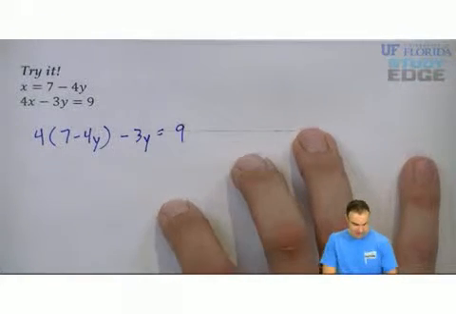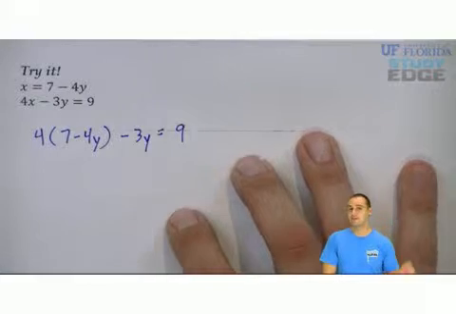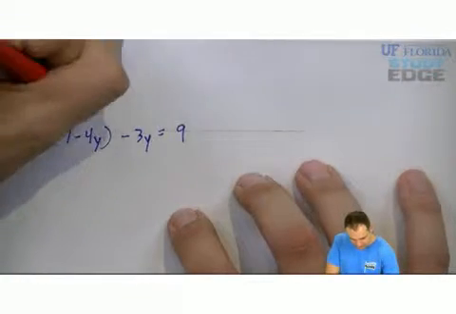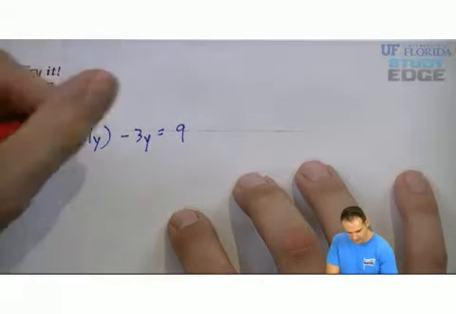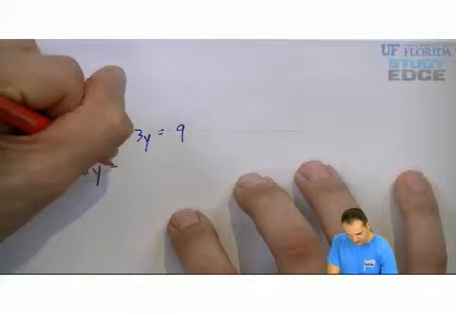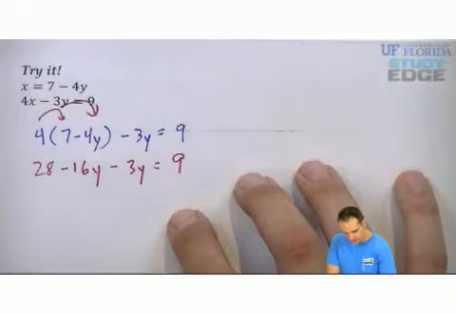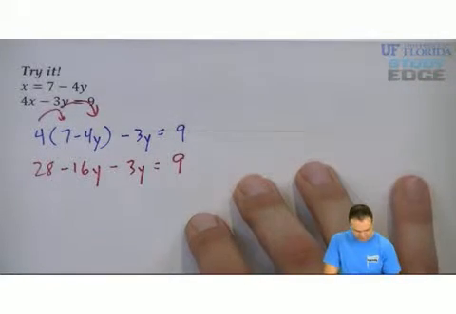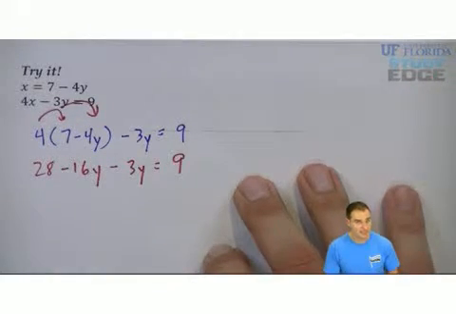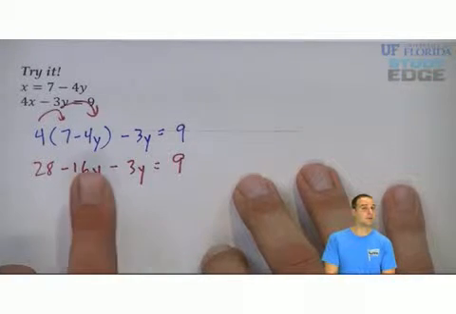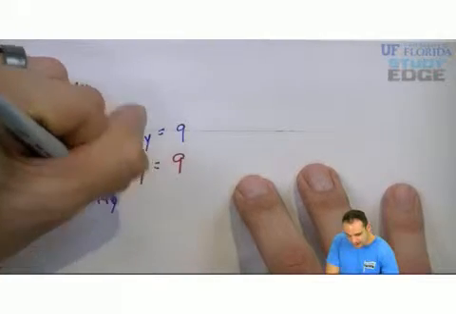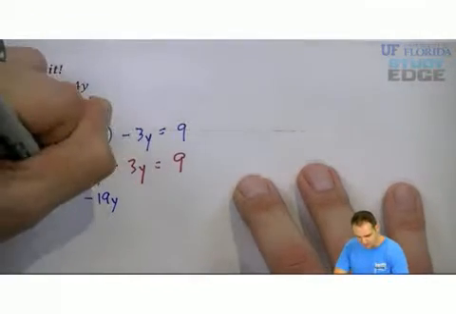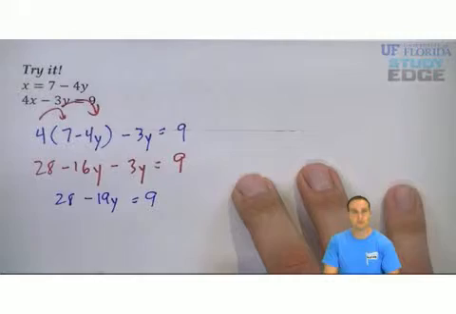All right. Next up, distribute. 4 times 7 is 28. 4 times negative 4y is negative 16y. Minus 3y equals 9. Combine like terms. Negative 16y minus 3 more y would be negative 19y. You have the 28 in front, and it's equal to 9.